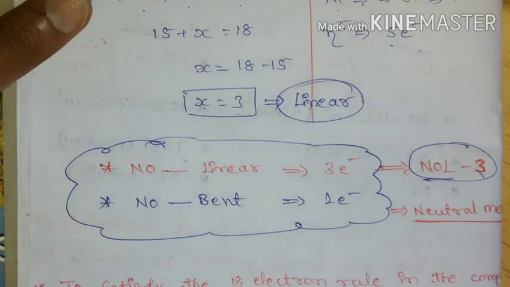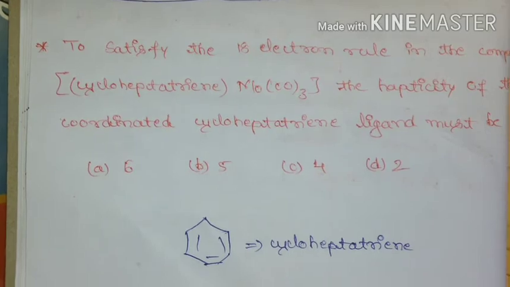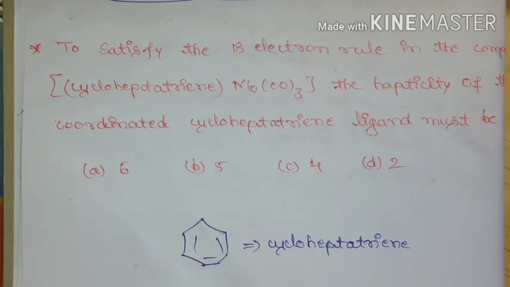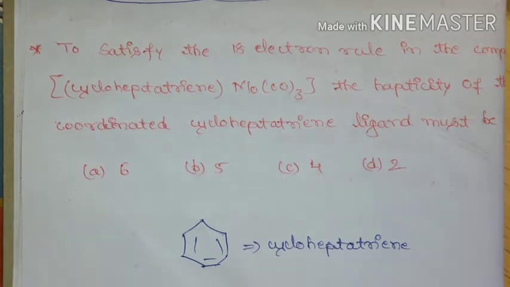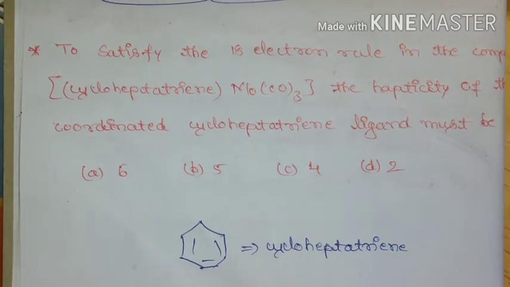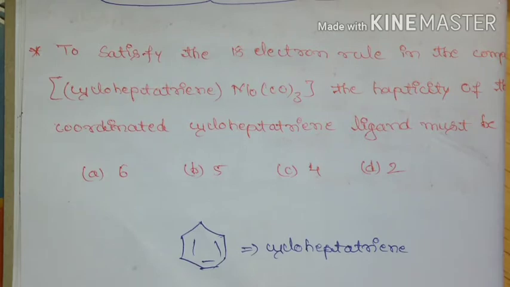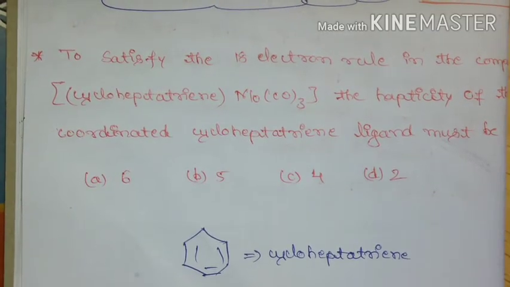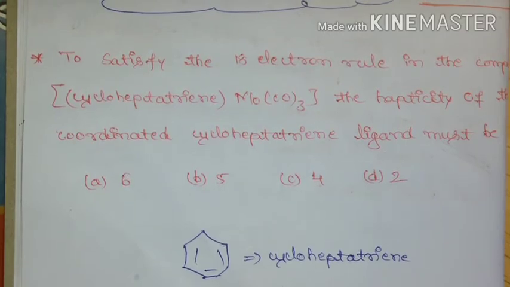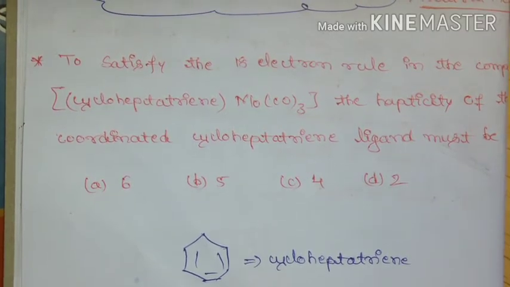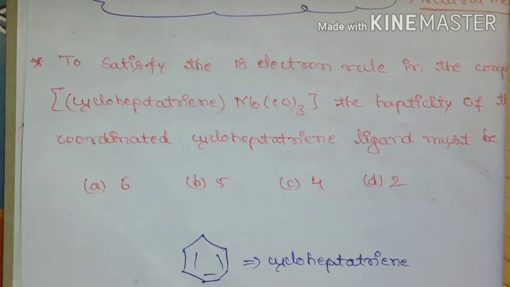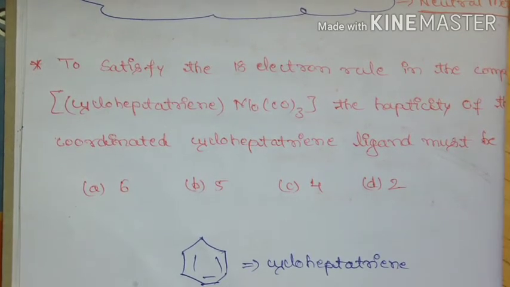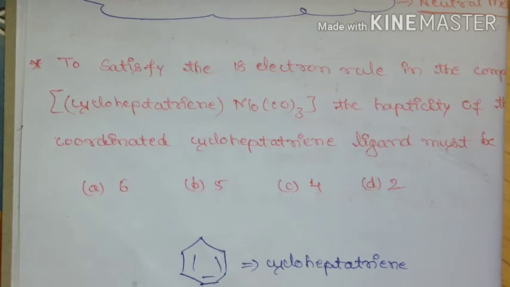To satisfy the 18 electron rule in the compound cycloheptatriene molybdenum CO thrice, the hapticity of the coordinated cycloheptatriene ligand must be? So here the question is, the complex is going to obey the 18 electron rule. From that we can also find the hapticity of the ligand which is coordinated. So now we will see how we can find hapticity through the 18 electron rule.